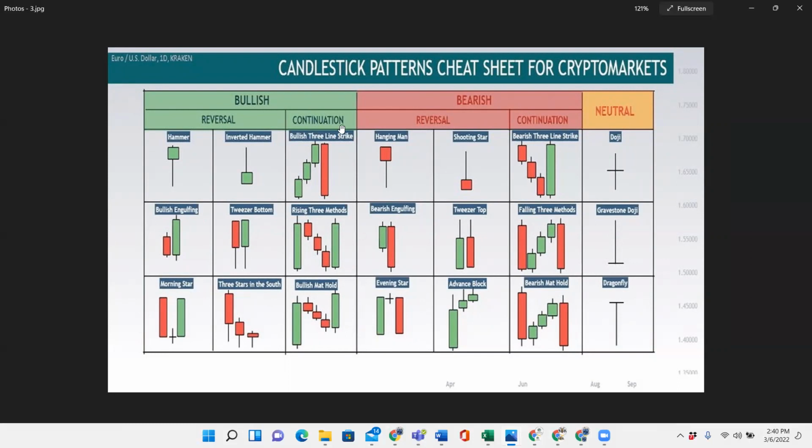These are now signs of continuous pattern, meaning that if we're in a bullish momentum, it's going to continue in the bullish momentum. The bullish three-line strike, we have the rising three method, we have the bullish mat hold. These are all signs that the market is going to continue in the direction that it was.